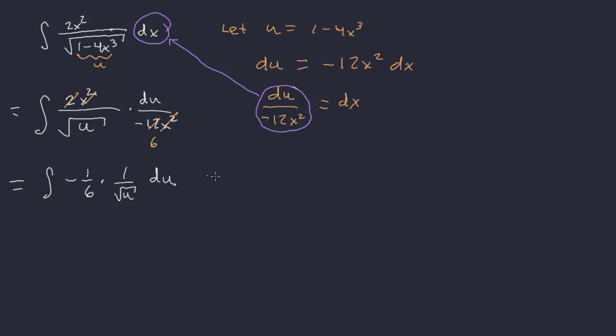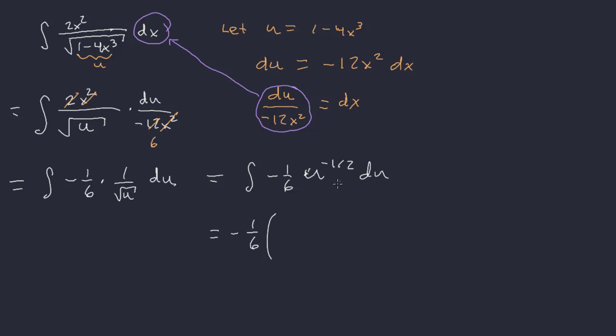All right, now let's rewrite this in this way. I have negative 1/6 times u to the negative 1/2 du. That's one way to do it. There are a lot of ways we could approach this one, but I think just the power rule is good enough. All right, so the negative 1/6 will come along for the ride.